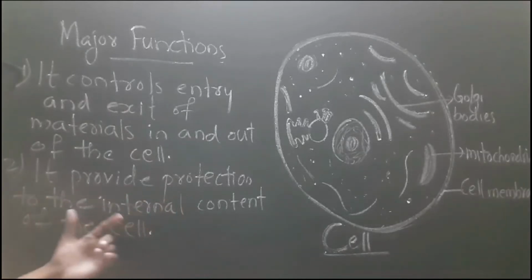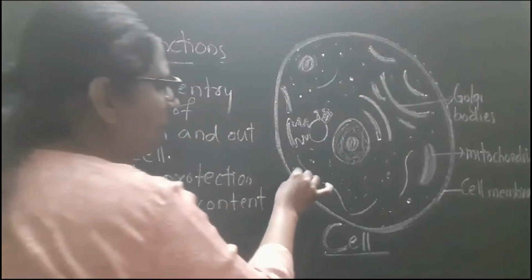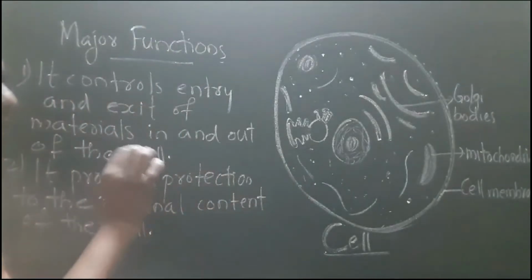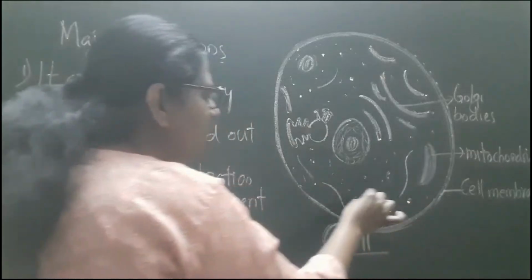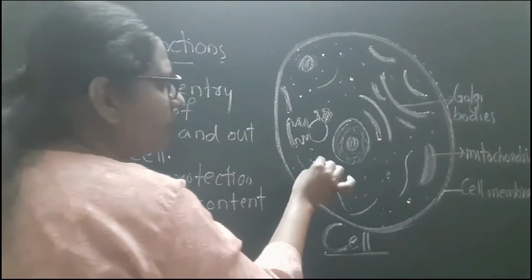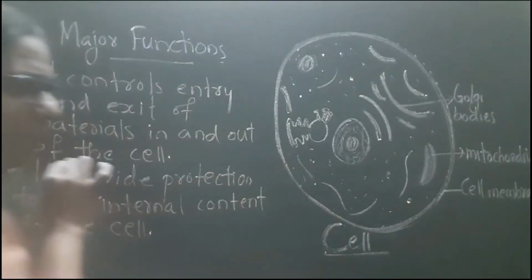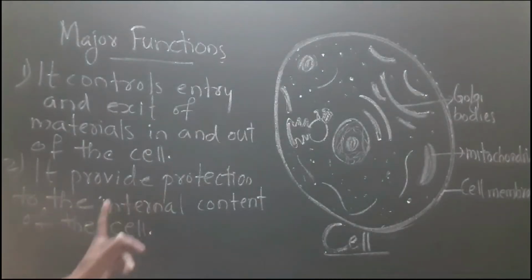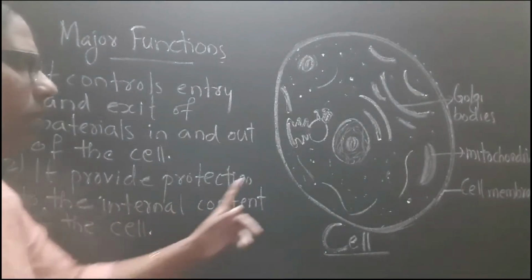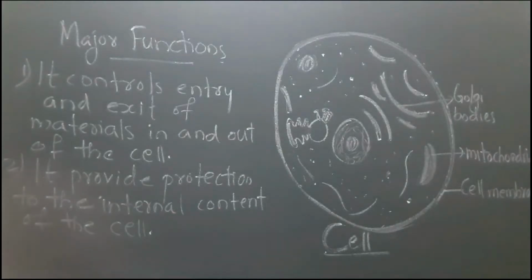It provides protection to the internal content of the cell. What is the internal content? Cytoplasm and nucleus. The cell membrane provides protection to the internal content of the cell.